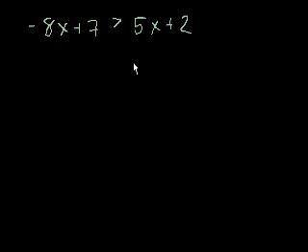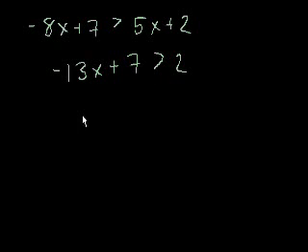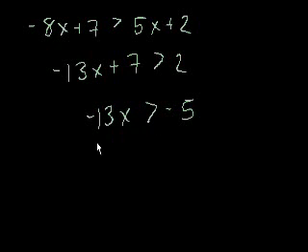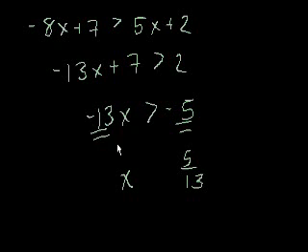Let's say negative 8x plus 7 is greater than 5x plus 2. Let's subtract 5x from both sides. Negative 13x plus 7 is greater than 2. Now we can subtract 7 from both sides. Negative 13x is greater than minus 5. Now we're going to divide both sides of this equation by negative 13. Well, very easy. It's just x, and on this side, negative 5 divided by negative 13 is 5 over 13, right? The negatives cancel out. And since we divided by a negative, we switch the sign. x is less than 5 over 13.